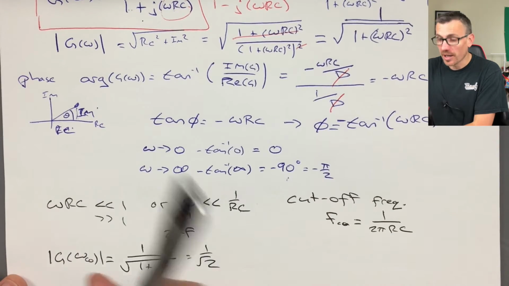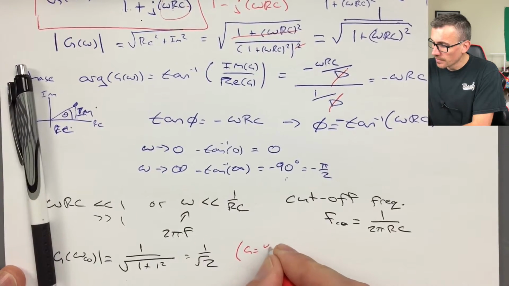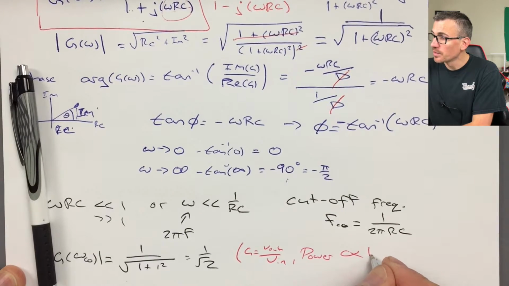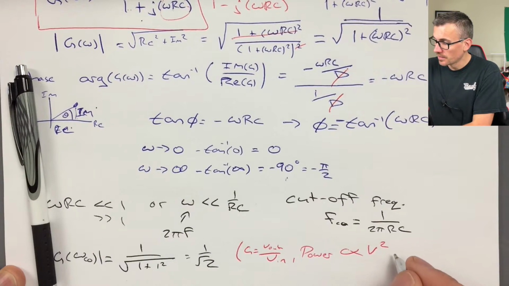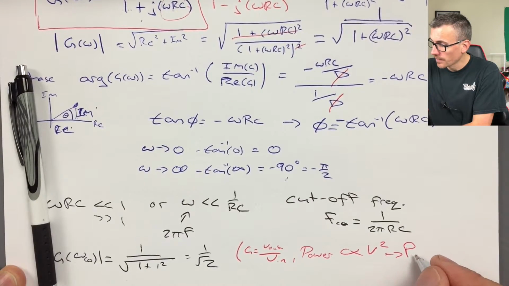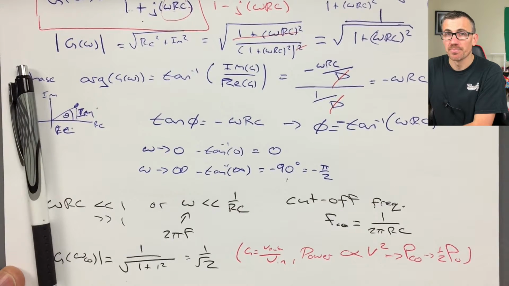By the way, important side point here. This is the gain, V out over V in, and that is the gain of the voltage. Remember that power is proportional to V squared, so that's like the gain squared. When V out over V in is equal to 1 over root 2, the power at the cutoff frequency goes to 1/2 of its original power. So the cutoff frequency tells us when the power that gets through gets cut in half.